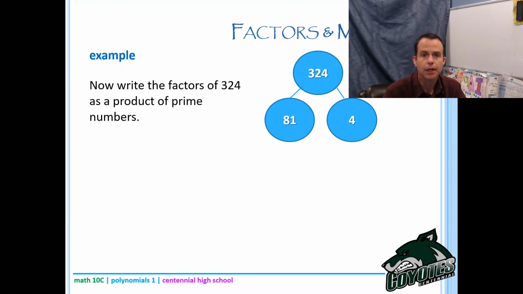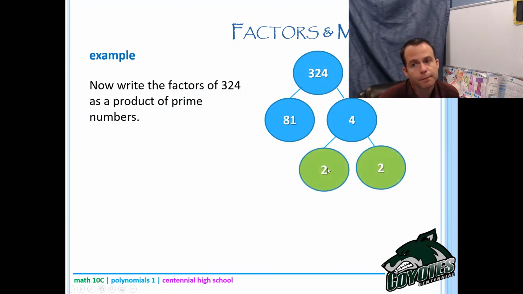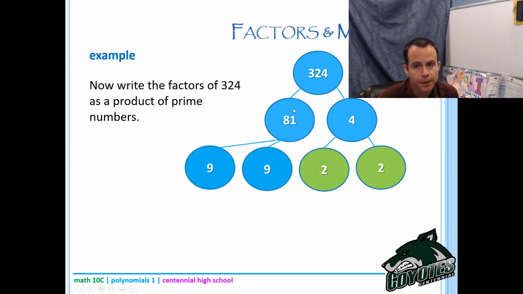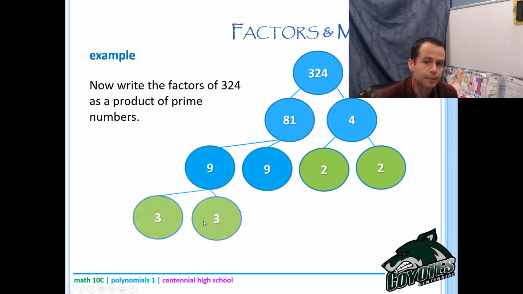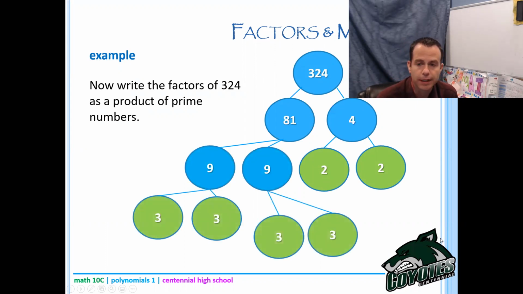It doesn't matter. Whatever you found, you just keep working with that, and you keep breaking each one down, down, down until you hit prime numbers. And when you hit prime numbers, you're done, okay? So I started with 81 times 4. Then I broke my 4 into 2 times 2, which was prime. I broke my 81 into 9 times 9. Then each 9 got broken down into 3 times 3. So altogether, I have 2 times 2 times 3 times 3 times 3 times 3. Or 2 squared times 3 to the 4.